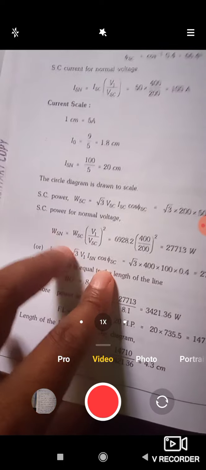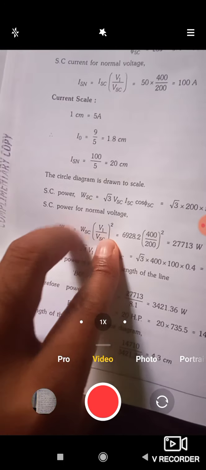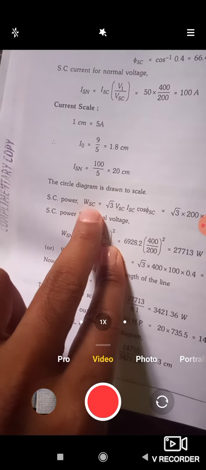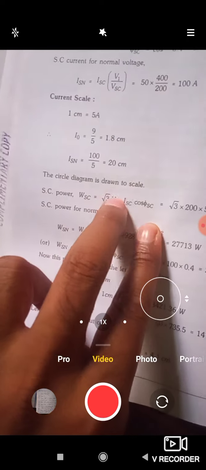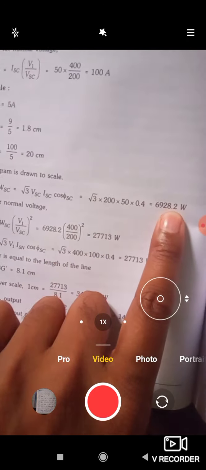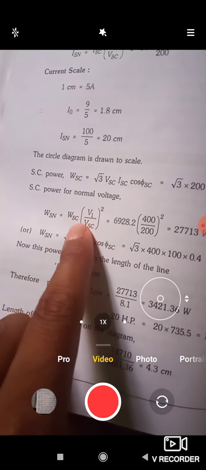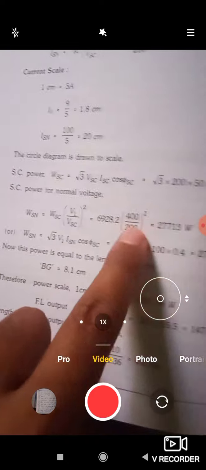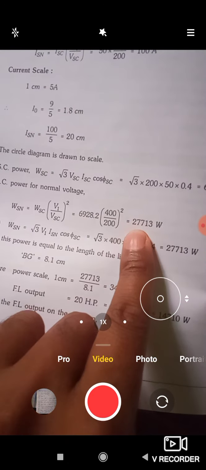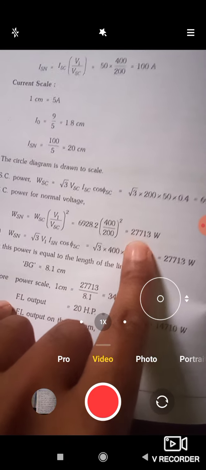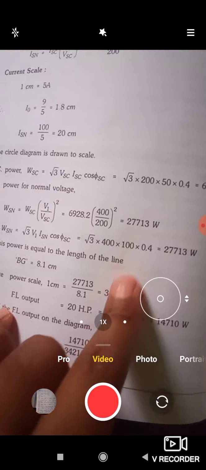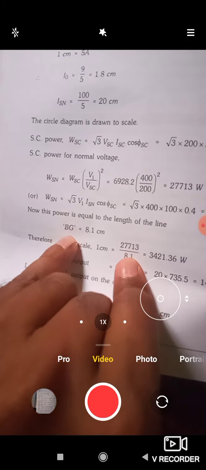To select the power scale, we have to find WSN. How to find WSN? First we have to find WSC. WSC equals root 3 VSC ISC cos phi SC, which is equal to 6928 watts. So from this, WSN equals WSC into (V1 by VSC) whole square. So you will get 27,713 watts. So this power is equal to the BG length in the circle diagram.